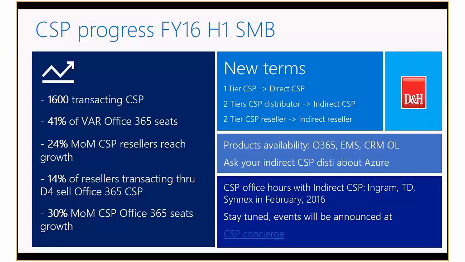Hopefully that'll make it a little bit clearer when we're talking about the different routes to market. Again, the products that we have available in CSP right now are Office 365, EMS, and CRM Online. We're working diligently with our distributors to get Azure available in the CSP marketplace. Each distributor is at a different level right now, so we ask that you reach directly out to them to determine which workloads you want to put on Azure and see if that's available in CSP yet.